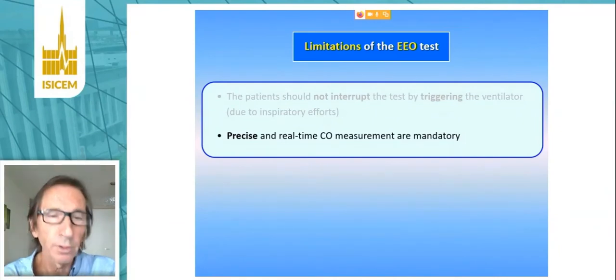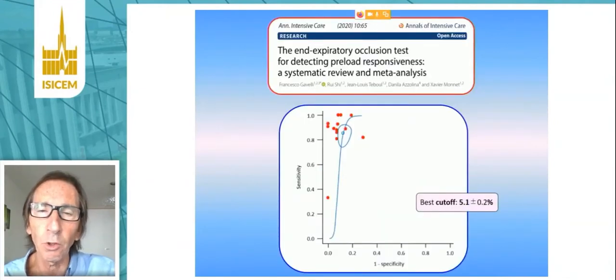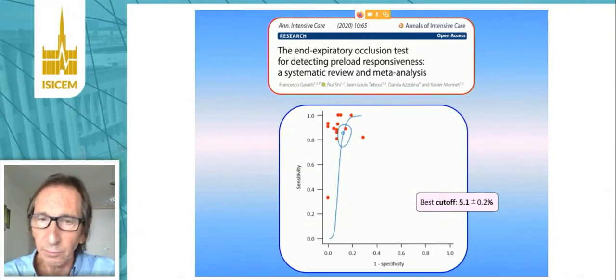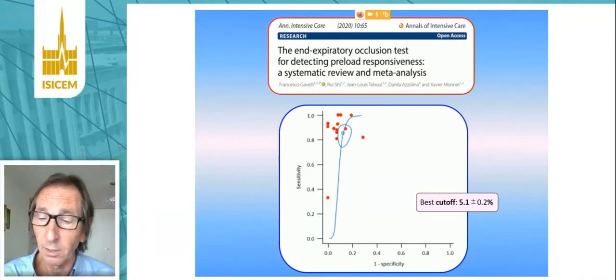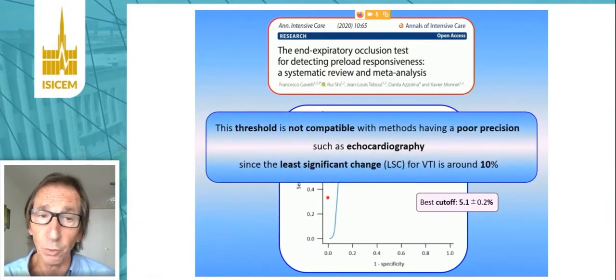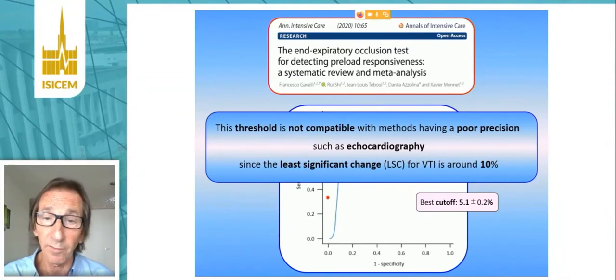Another limitation is that you should use a very precise and real-time cardiac output measurement. Very important. Why? Because in the meta-analysis I already talked about, the cutoff value found in these studies is around 5%. 5% is very low, so you should use a very precise technique to measure cardiac output. For example, this threshold is not compatible with a method having a poor precision, for example, echocardiography, since the least significant change for velocity time integral VTI is around 10%. So it's not possible to use this test using this technique.